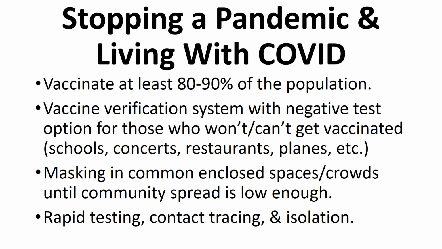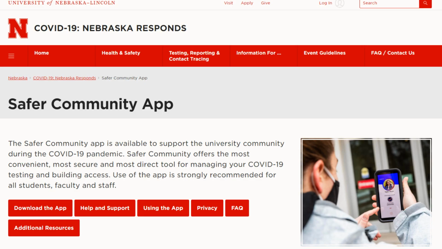We need an option so that you can at least navigate safely to go to schools, concerts, restaurants. We need a mask in common enclosed spaces when we have high spread, like right now, and we need rapid testing, which is also now a problem again. We're running out of testing supplies, so it's going to be hard to get a test potentially in the near future. And the apps already exist.